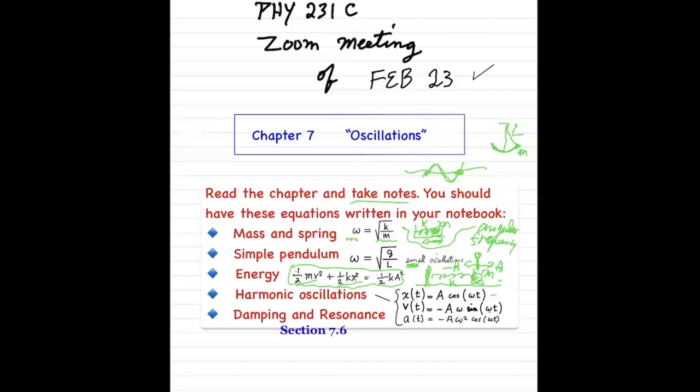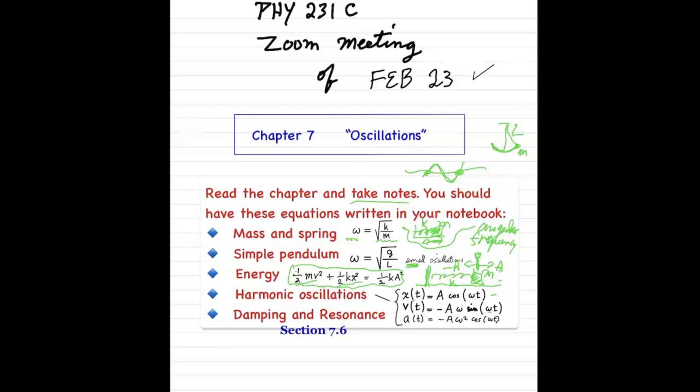And just as x of t leads to v of t, the rate of change of x, that leads to the rate of change of v of t, which is the acceleration. So you'll find this equation in that section. The acceleration is minus A omega squared cosine omega t. So the position and the acceleration are proportional, and that's because of Hooke's law. The force is equal to minus kx. So the minus sign comes.